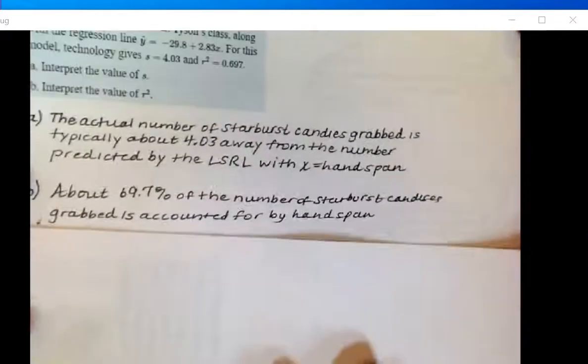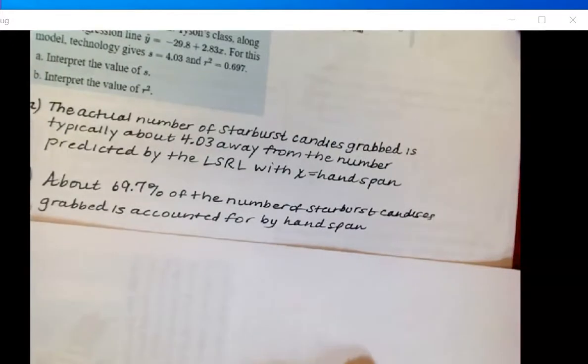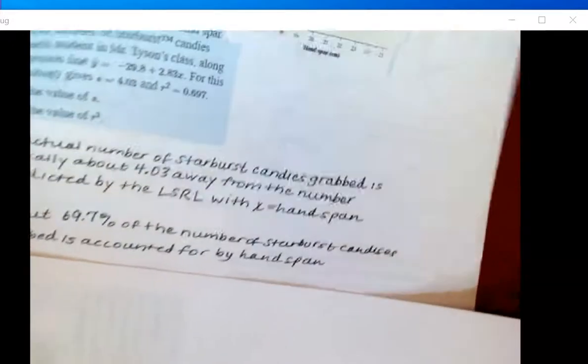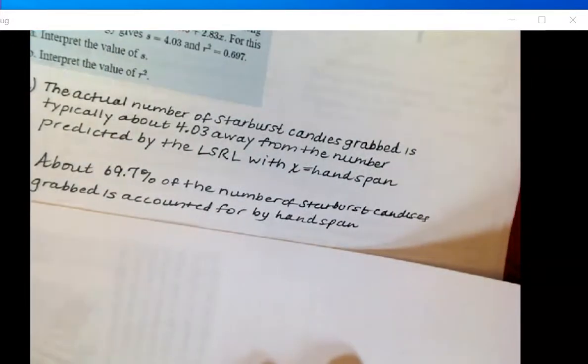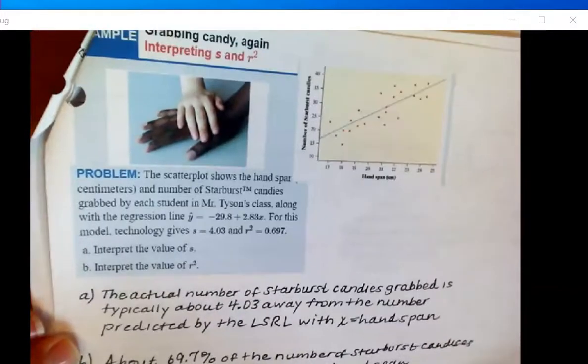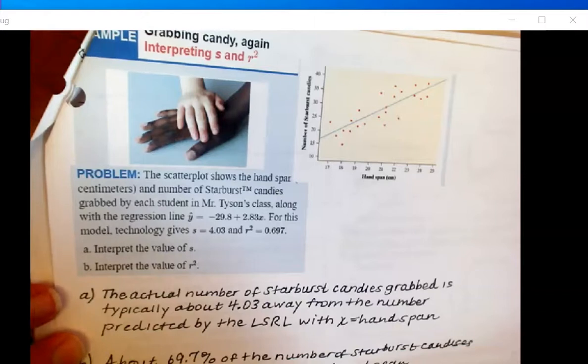Okay, and then the last thing we have is one more example. Let's take a look at it. It says the scatter plot shows the handspan and number of starburst candies grabbed by each student in Mr. Tyson's class, along with the regression line. For this model, S is 4.03 and R squared equals 0.697. Interpret the value of S, interpret the value of R squared.